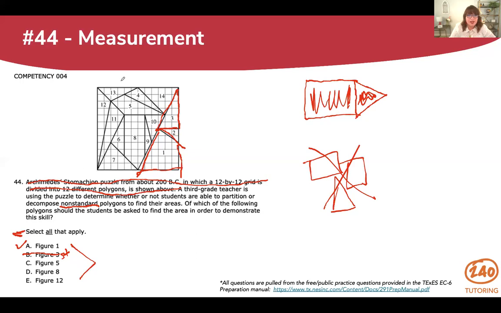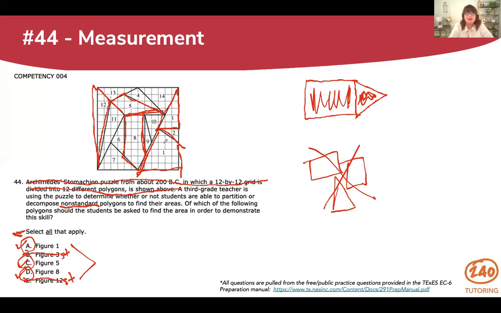I'm going to look at figure number 5. Right here. Does that look like a square, rectangle, or triangle? No, it's a non-standard polygon. So figure 5 would work. Let's find figure 8. Right there. It's similar to that one I just drew for you, actually. Figure 8 is a non-standard polygon. I would have to break that apart. So that one applies. And then figure 12, way up here, we've got a triangle. So that is standard. It would not apply. So in order to get this question correct, you would have to choose A, C, and D. You're looking for all the ones that are non-standard polygons.